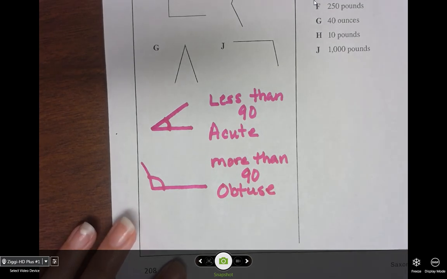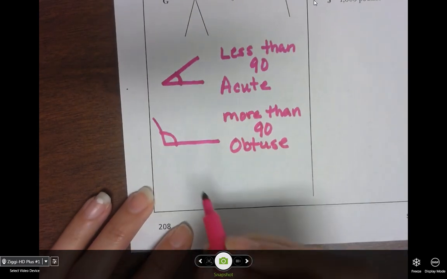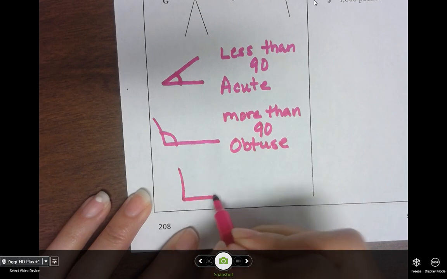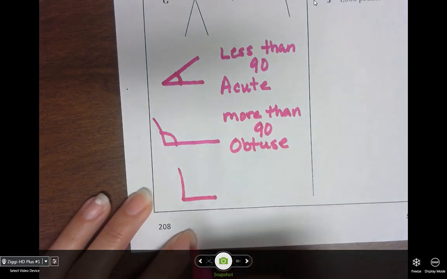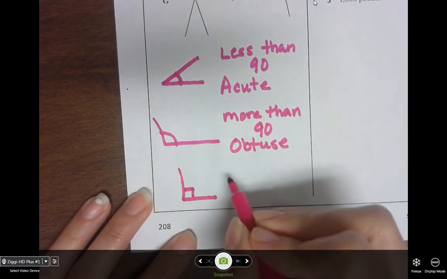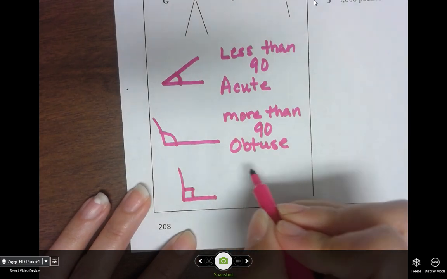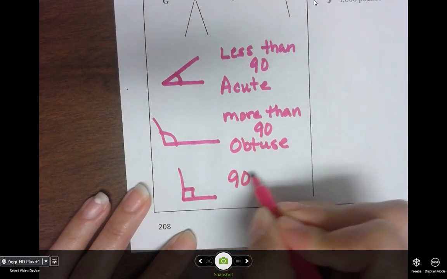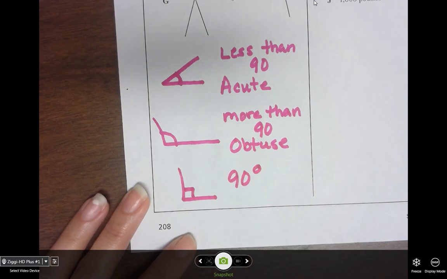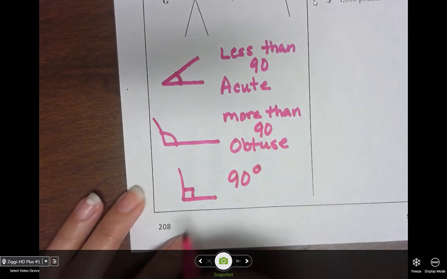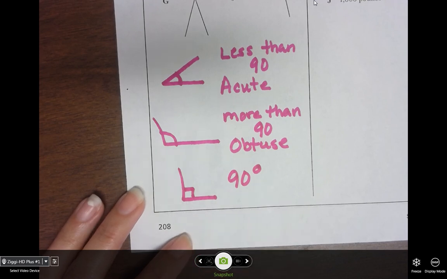Obtuse. All right, now one more angle is the right angle. And this one's very special because it always equals exactly 90 degrees. Okay, so this one is always 90 degrees. So that means it can't be less than or more than. Right. And don't they usually use a special kind of box right there? Yep, they sure do.